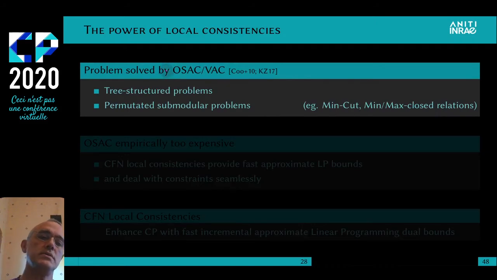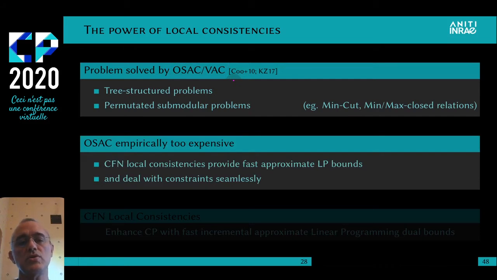The two strongest local consistencies, SAC, LP-based and AC-based, and VAC, which is purely AC-based, are quite strong because they can solve tree structured problems exactly, as arc consistency does. They can also solve permutated submodular subproblems, which is very nice. I will not describe this, but for example, it solves min-cut problems, which means that VAC, which does not use LP, is stronger than max flow, nevertheless. OSAC is also, we saw in practice empirically, quite expensive to apply. And instead, even VAC can be too expensive in some cases.